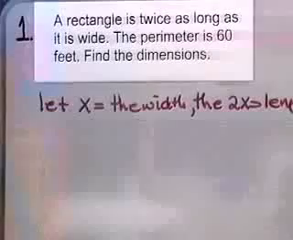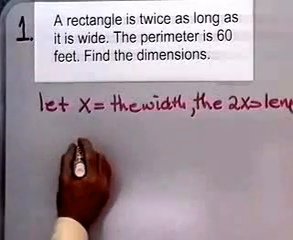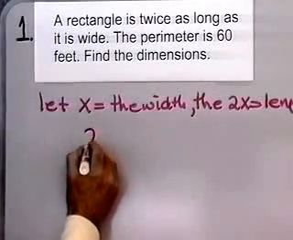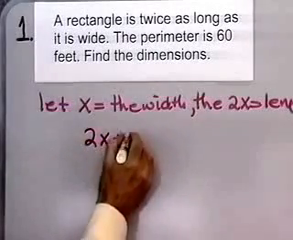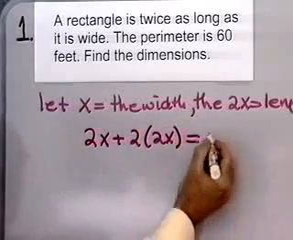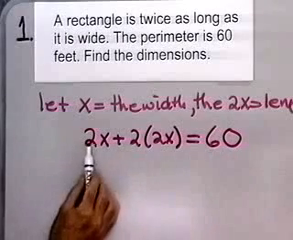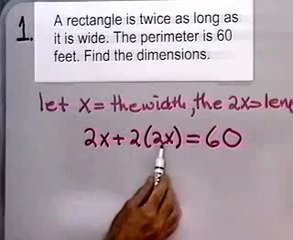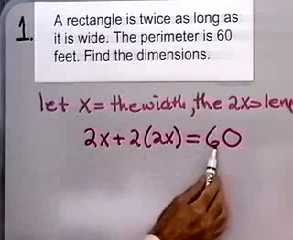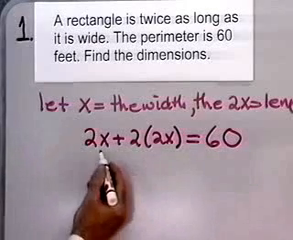Step number three, we want to write an equation that describes the situation. So what we have for step three is that the perimeter, which is going to be twice the width plus twice the length, must be equal to 60. So here's our equation in step three. Twice the width plus twice the length, that's the perimeter, is equal to 60 because we know the perimeter is 60. The next step, we want to solve this equation.